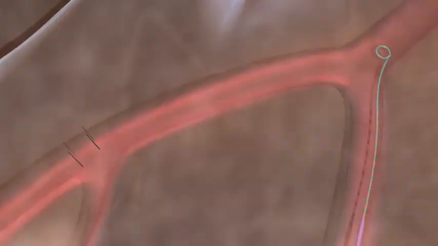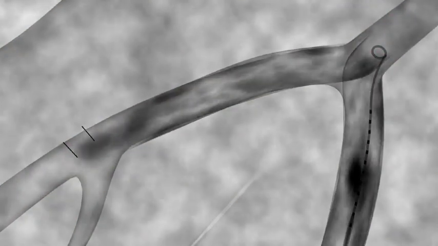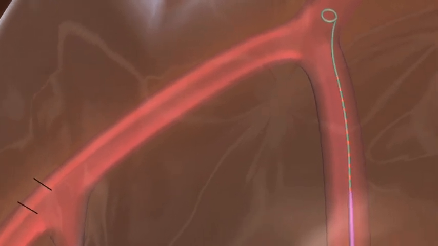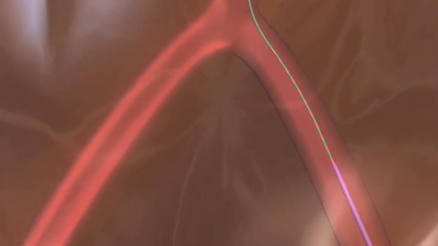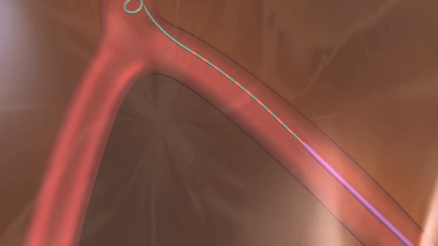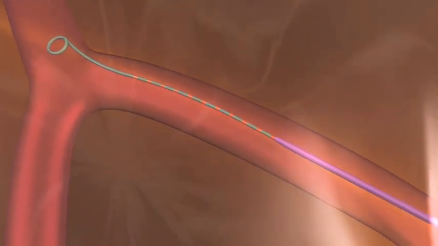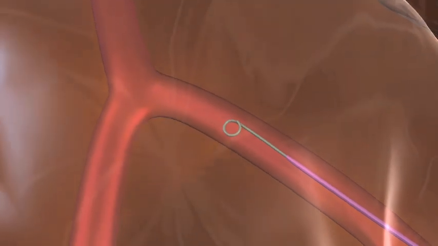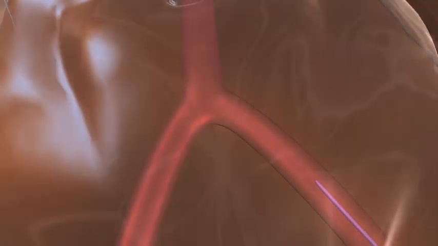Withdraw 5 French reference pigtail to the aortic bifurcation. Perform contrast angiography of the primary iliac and femoral vessels to document proper closure of the primary access site, as well as the absence of any other vascular complications. Remove the 5 French reference pigtail over a standard guide wire and close access site per hospital protocol.